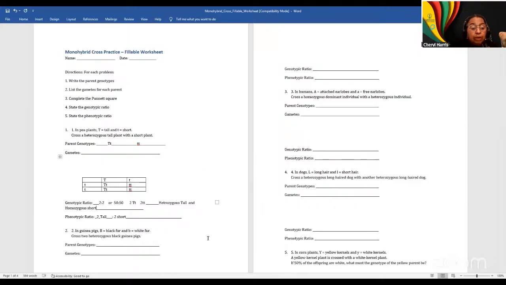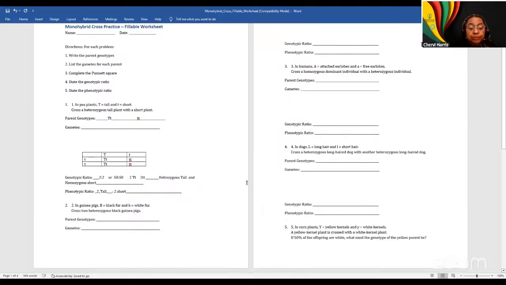Okay. All right, so now I've done it on the worksheet. So that's how you can do it.